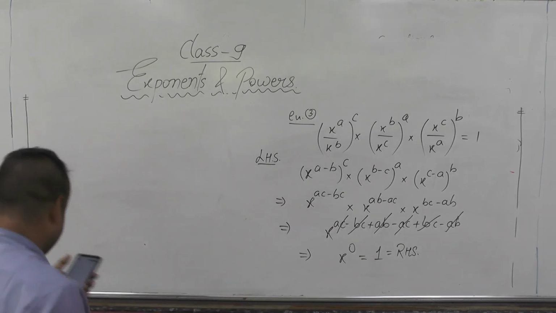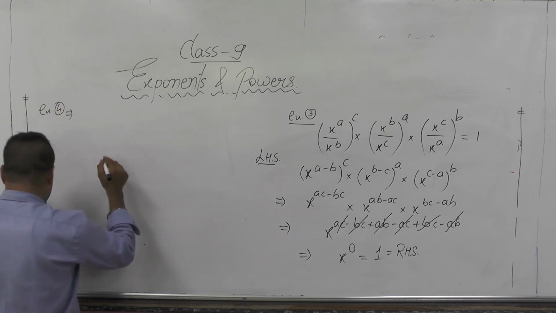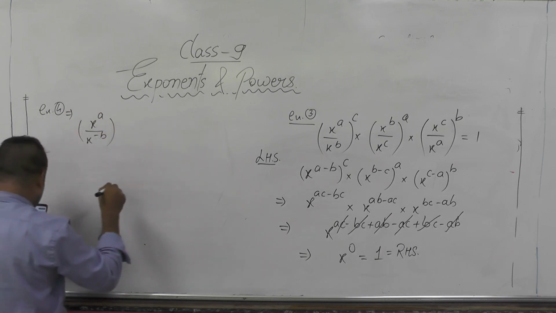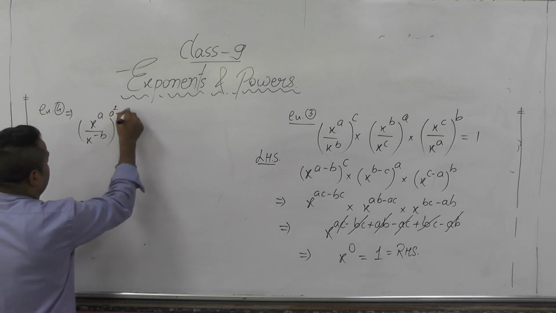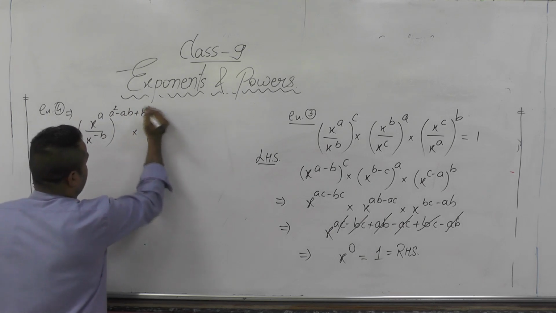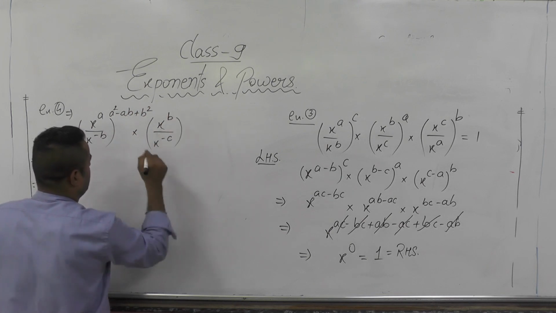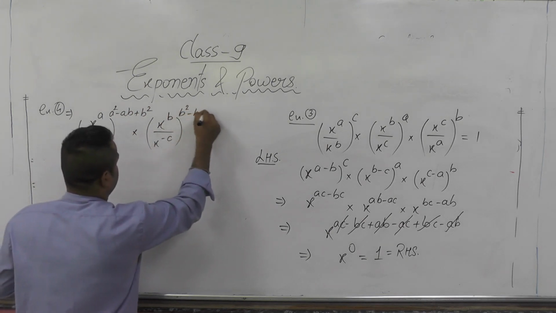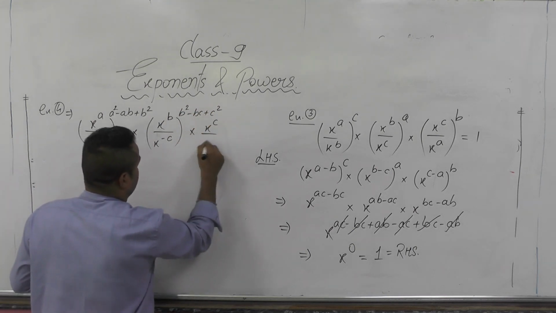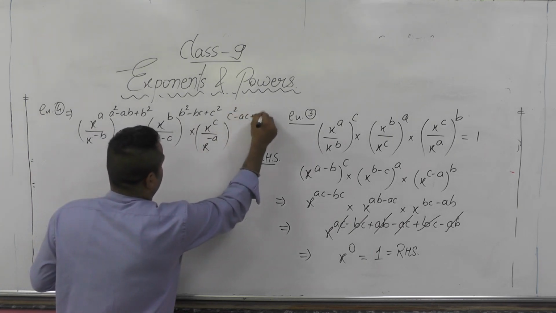Okay, let's see. It is like example number 4. The question is x to the power a upon x to the power minus b, having whole power a square minus ab plus b square, into x to the power b upon x to the power minus c, having whole power b square minus bc plus c square, and likewise the third term is x to the power c upon x to the power minus a, whole bracket c square minus ac plus a square.